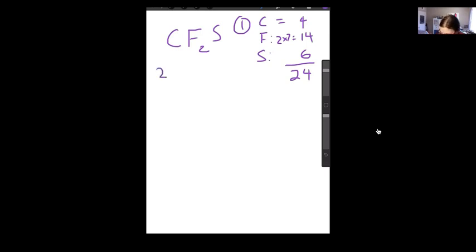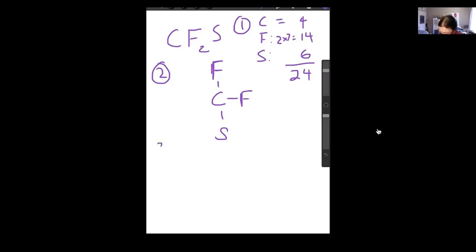So step 2, put the least electronegative in the middle, which is carbon, and attach all the other atoms around it. F, F, sulfur. Okay, so I don't know what's happening. I'm not planning ahead. I'm just following the steps.